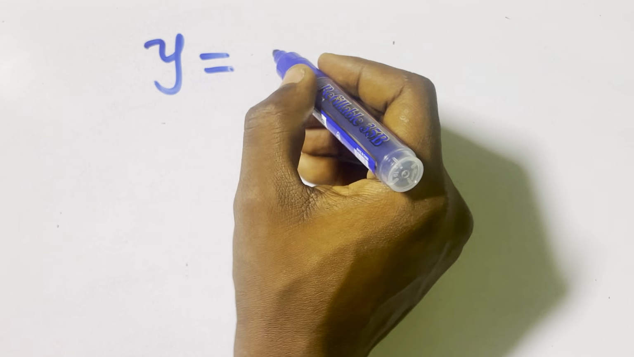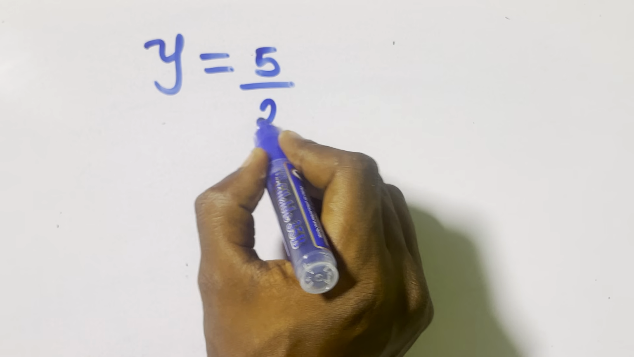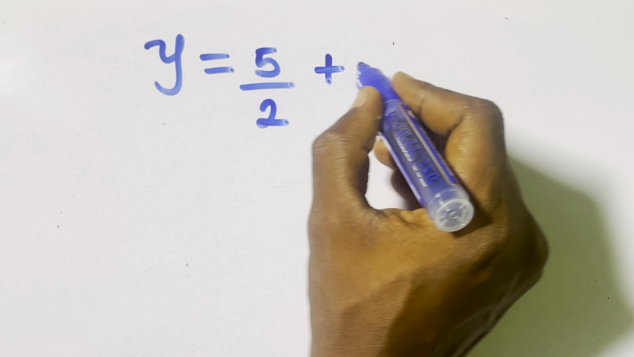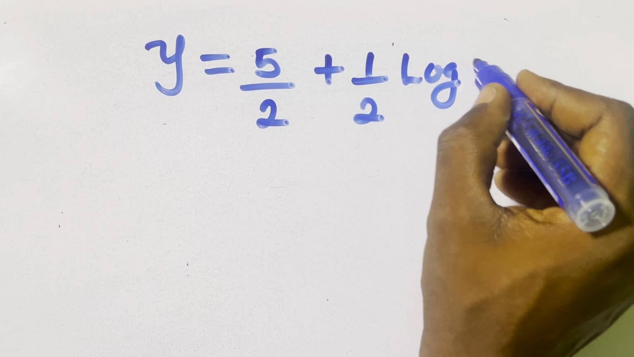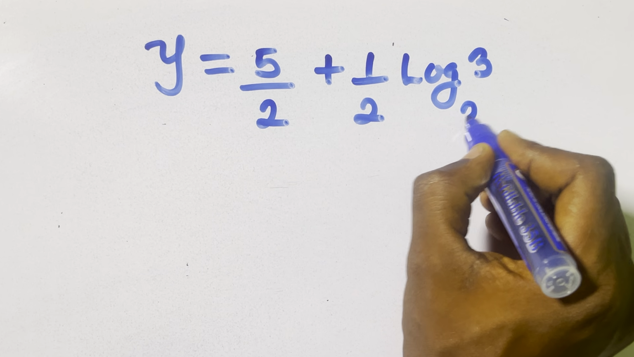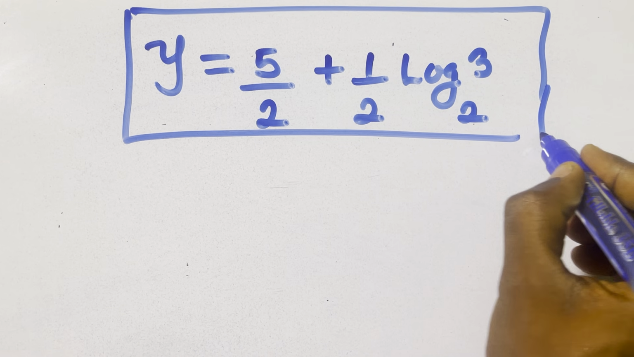So our final value of y will be 5 divided by 2 plus 1 divided by 2 log 3 in base 2. So this is our final answer.